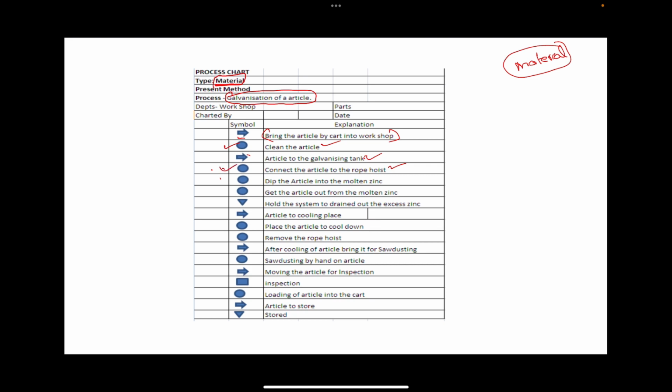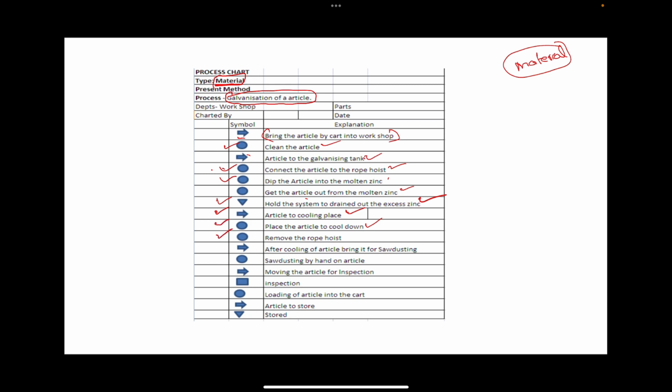And then you have another operation, that is dipping the article into molten zinc. And then you have the operation, that is getting the article out of the molten zinc. Then you have the delay operation, that is we are holding the system to drain out excess zinc. Then you have a transportation operation, the article is taken to the cooling place. And then you have placing the article to cool down. So that is an operation.